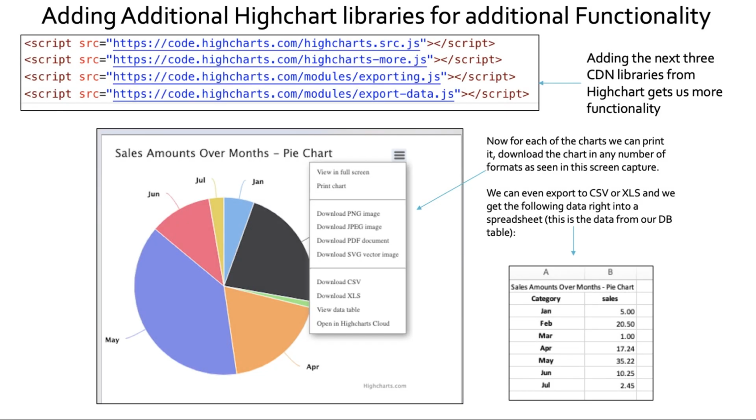Now, something that I found buried in the documentation on the Highcharts library, but not in the django_chartit documentation, are these added CDN libraries. We can get additional functionality that I think you'll find very useful.